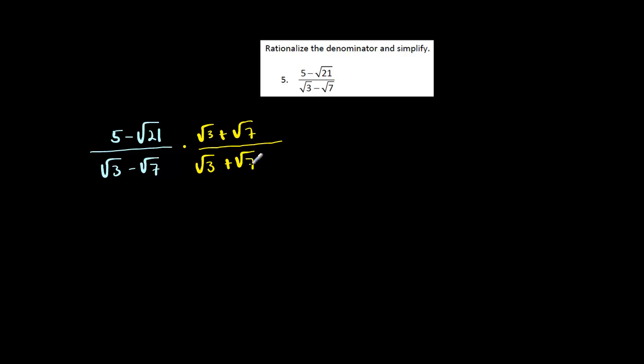Number 5, they want you to rationalize the denominator and simplify. There are no radicals here that I can simplify to start, because there's no perfect squares that are a factor of 21, and these are as simplified as you can get. Actually, all 3 are as simplified as you can get. So we're going to go straight to multiplying the numerator and denominator by the conjugate of the denominator.